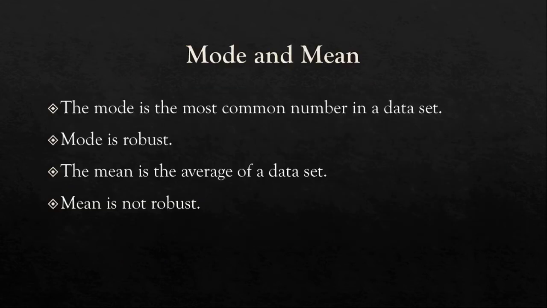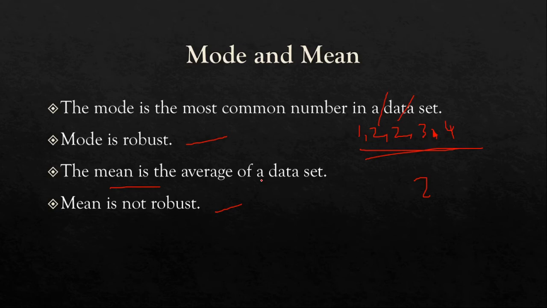Now let's understand mean and mode. Mode is the most common number in a data set. For example, if you have got 1, 2, 2, 3, 4, these are the numbers. Now what is the mode of these numbers? That is 2, because 2 has occurred more number of times. But mode is robust, mean is not robust. Let's explore these things with an example.